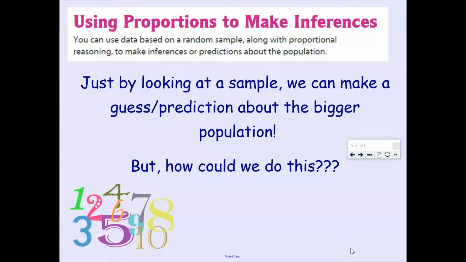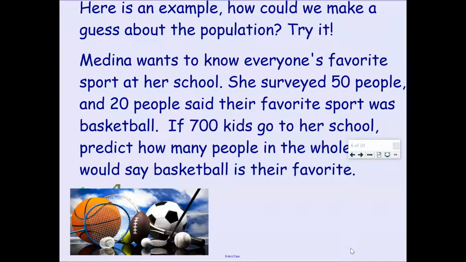All right, so it's really hard to sample the entire population of something. Like if we want to know about all the lions in Africa, it's really hard to track down every single lion. But by looking at a sample, we can make a guess or prediction about the bigger population. But how can we actually do that?